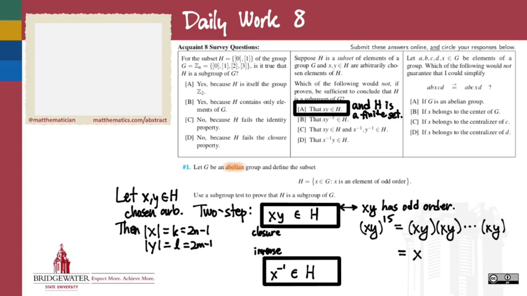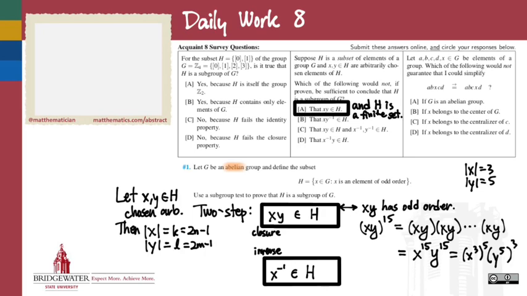Move all my x's to the front, all my y's to the end. How many x's are there? How many y's? Why is this good news? If x has order 3 and y has order 5? Yeah, x to the 15th is just the 5th power of x to the 3rd. y to the 15th is the 3rd power of y to the 5th.